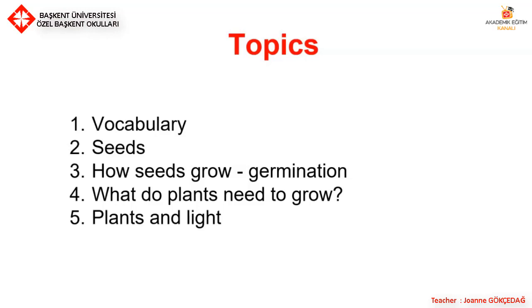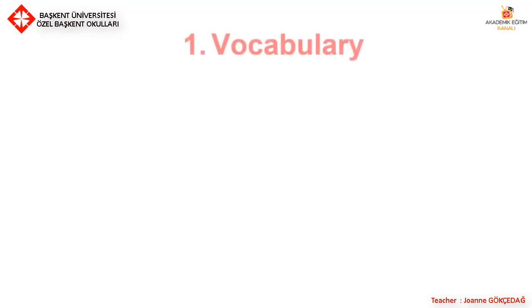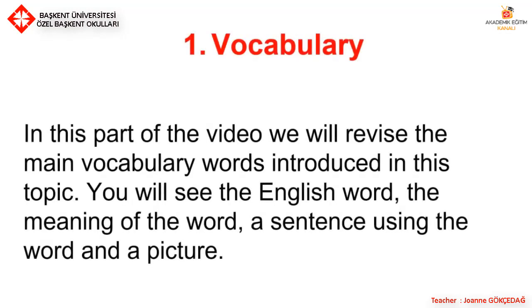So let's start with our vocabulary. In this part of the video, we will revise the main vocabulary words introduced in this topic. If you look in your learner's book, at the top of each page, there is a vocabulary word box. These are the words we're going to be looking at. So on each part of the video, you'll see the English word, the meaning of the word, a sentence using the word, and a picture. So the first word we're looking at is seed.